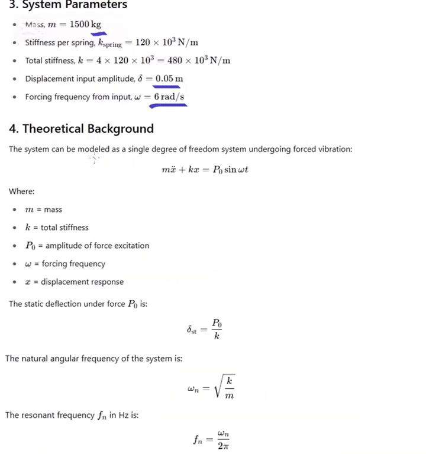Theoretical background: the system can be modeled as a single degree of freedom system undergoing forced vibration. If the forcing is 0, then there is only the transient response, which is only the natural frequency. Since we have the forcing function, after a few seconds, once the transient response dies out, this forcing frequency is going to stay. So mass, total stiffness, p naught, omega, all this is known.